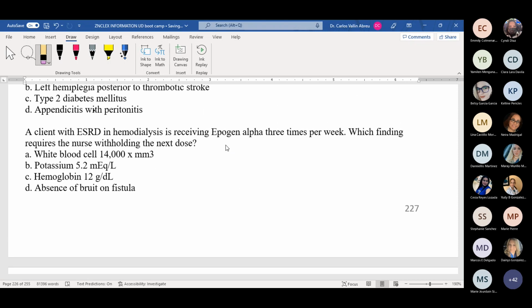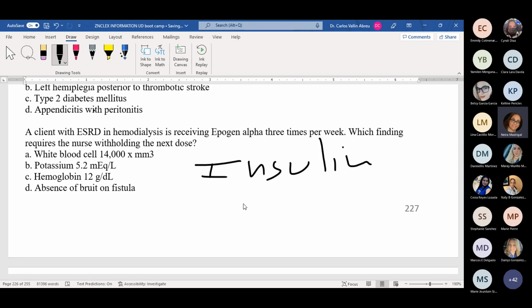Which route is used to administer epoetin alfa? Routes. Okay. For memorization, it is the same as insulin. Subcutaneous. Yes, and no shaking. So that's why I'm saying it is the same as insulin. Which routes are used to give insulin? Two routes can be used to give insulin: subcutaneous and intravenous. The same for this kind of medication.